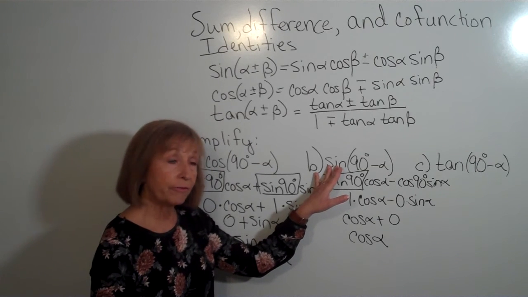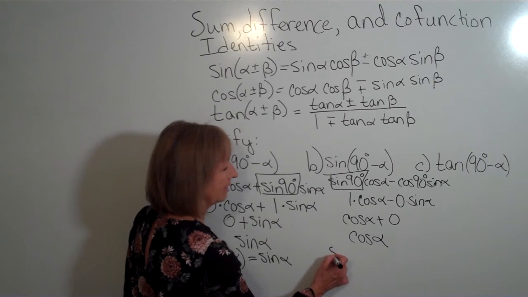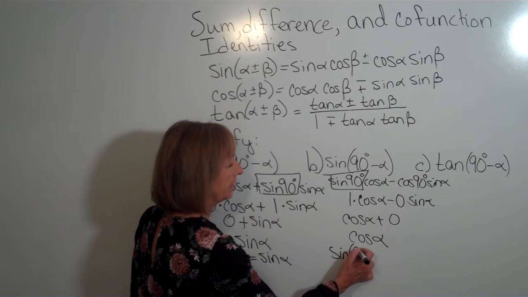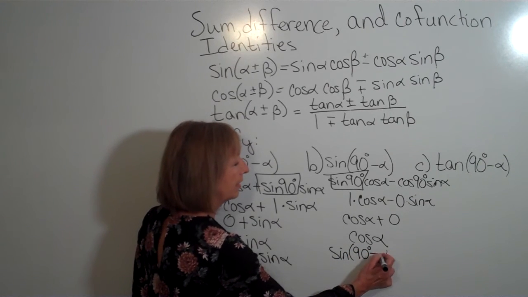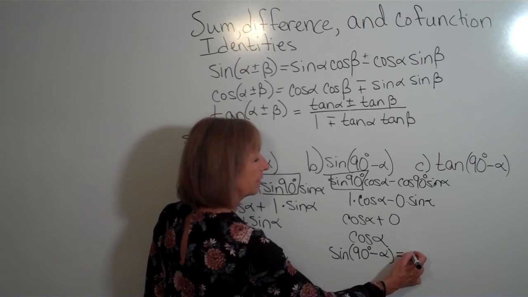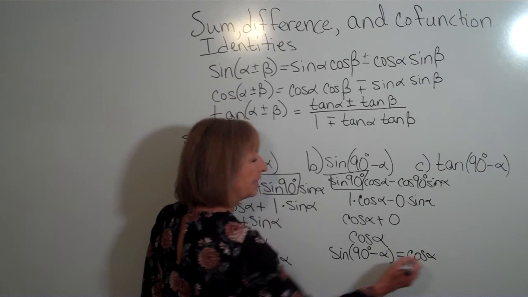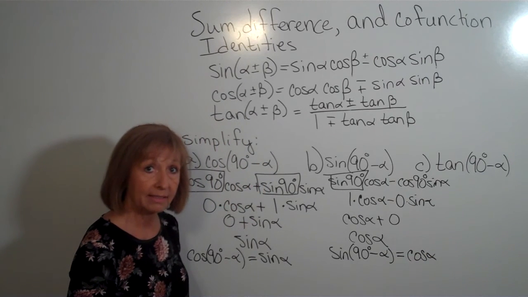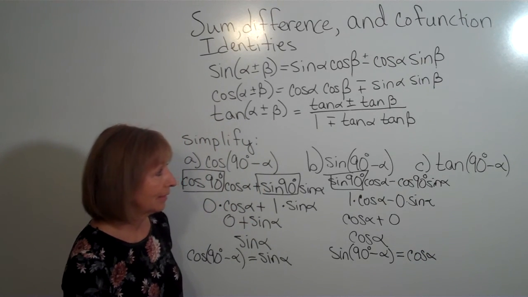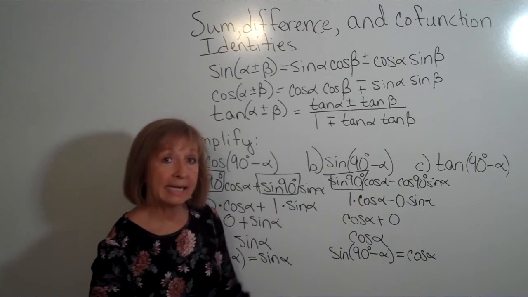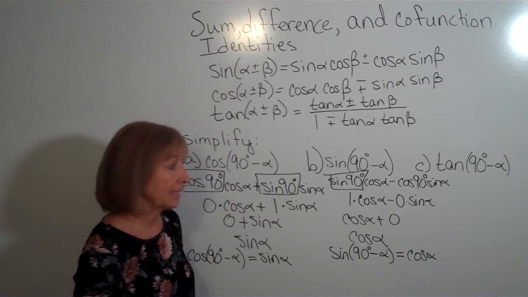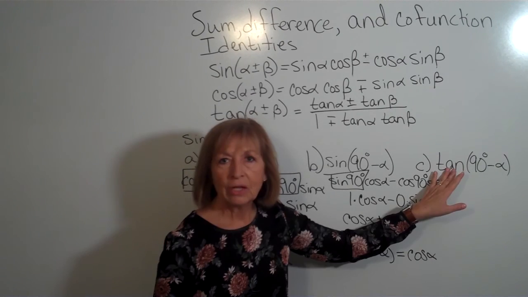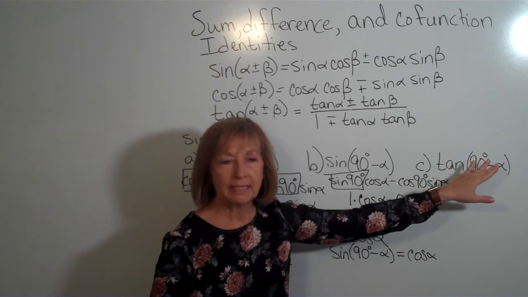So another cofunction identity is that the sine of 90 degrees minus alpha can be replaced with cosine alpha, and they'll be the same thing. They're equivalent. That's an identity. Lastly, we have the tangent of 90 degrees minus alpha. So let's go to the tangent of 90 degrees minus alpha.